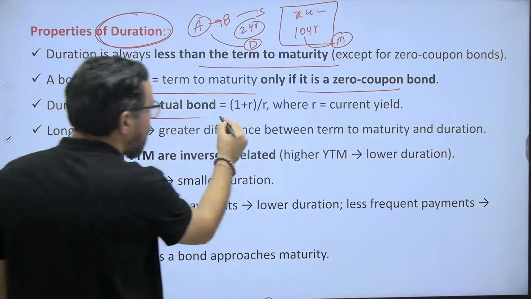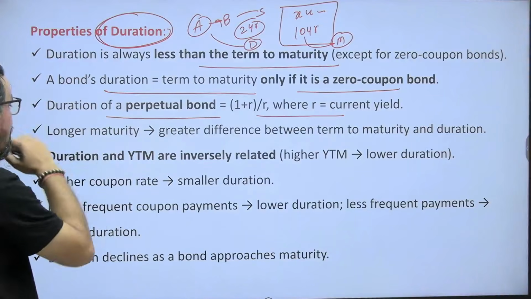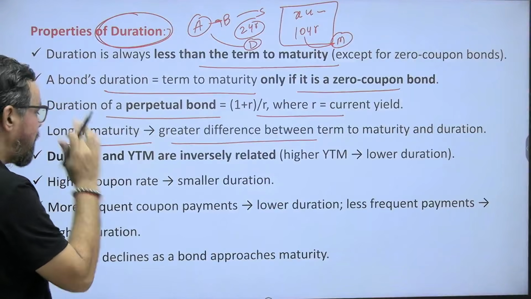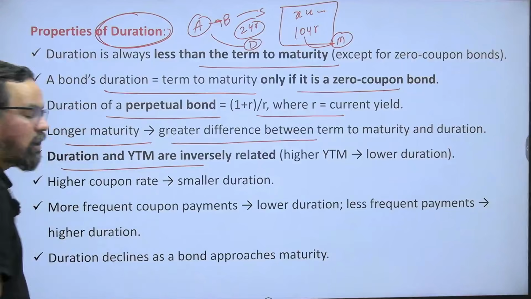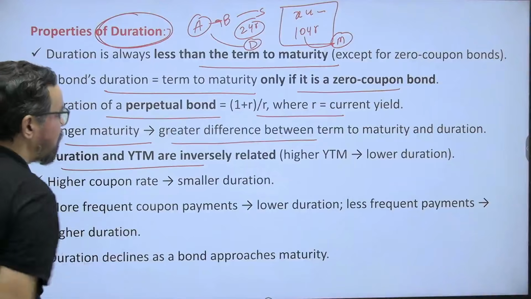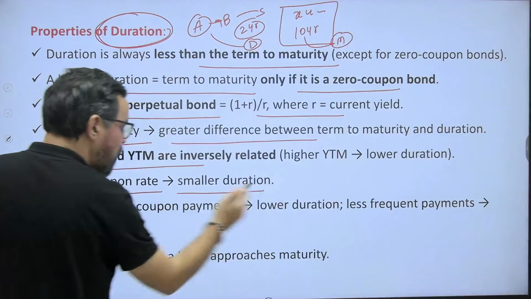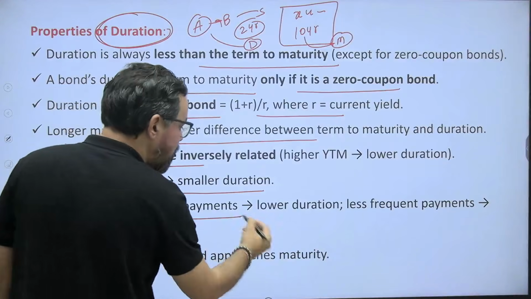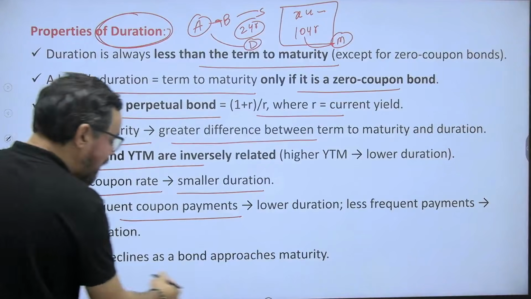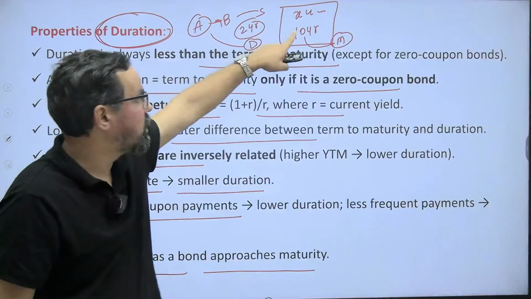Duration of perpetual bonds: they do not have any maturity. Okay? So infinity. Okay? Longer maturity, greater difference between term to maturity and duration. Duration and YTM are inversely related. If duration is higher, YTM will be lower. If duration is lower, YTM will be higher. Okay? So higher YTM, lower duration. Higher coupon rate, smaller duration as well. Okay? More frequent coupon payments, lower duration. Less frequent payments, higher duration. Duration declines as the bond approaches maturity itself. Okay? So let's say now this bond has reached the 8th year.